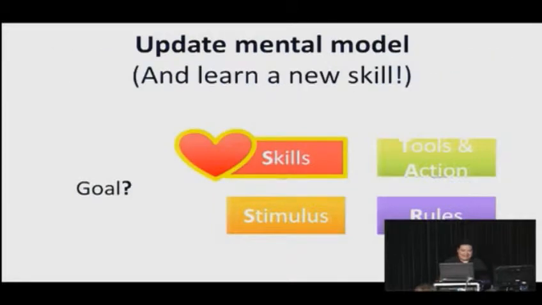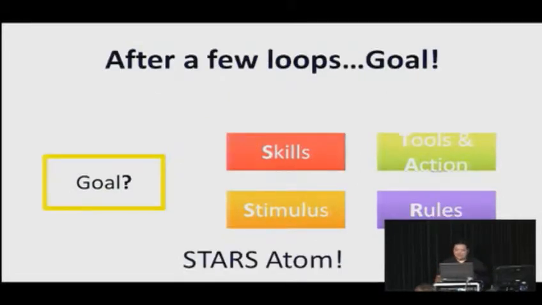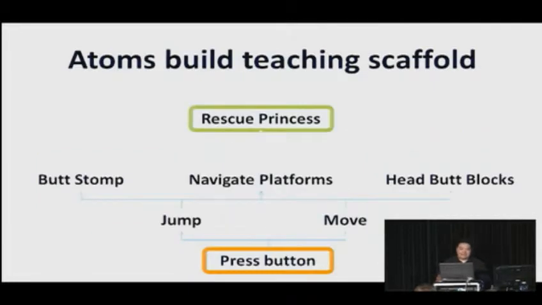And if it succeeds, well then that updates their mental model, and the skill is acquired. And if you just repeat that a few times, you accomplish the goal. And so what happens is, as these goals get scaffolded, the skills build off each other until finally the user has acquired dozens and dozens of skills to accomplish this. And they've done it in a way that is not only voluntary, but really enjoyable.